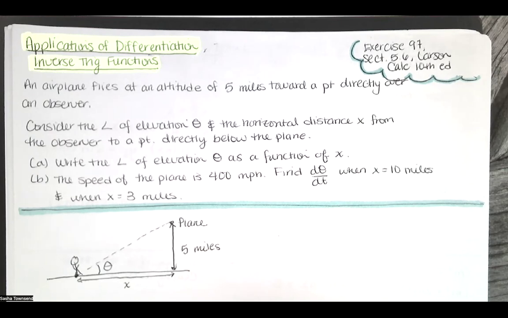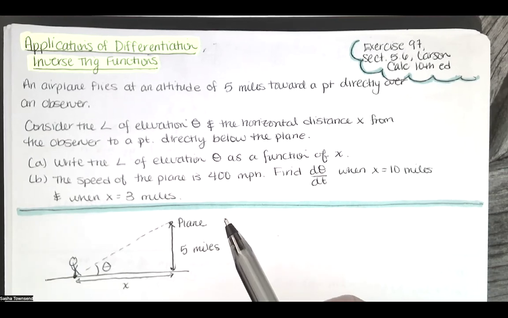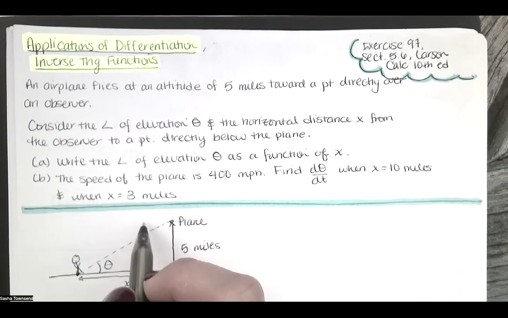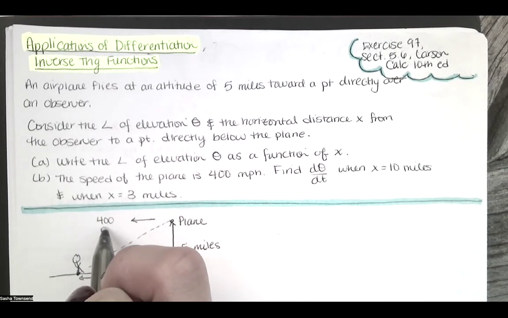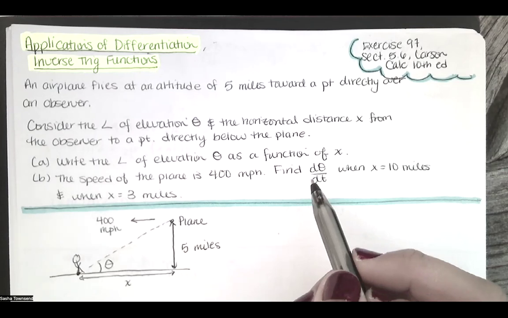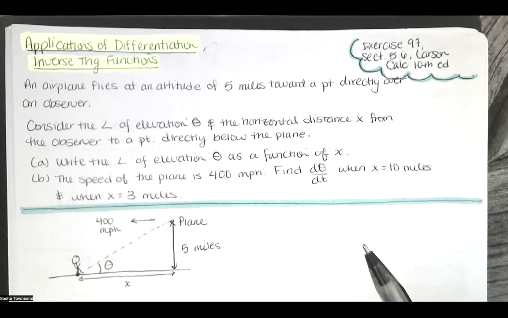First, we're asked to write the angle of elevation as a function of x, and then we're told that the speed of the plane is 400 miles per hour. So the plane is coming towards us at 400 miles per hour. And we're asked to find d theta dt when x equals 10 miles and when x equals 3 miles.